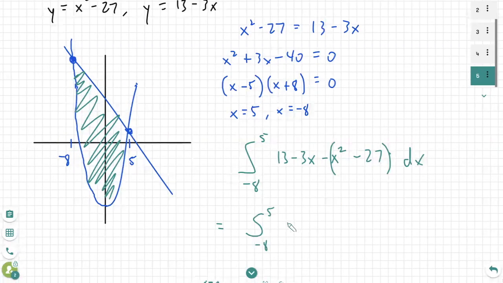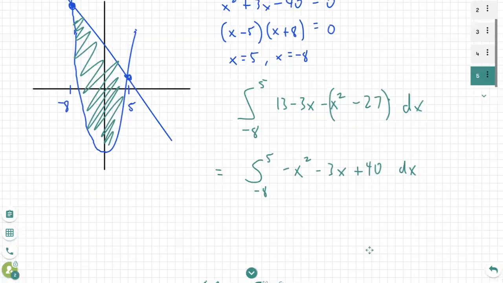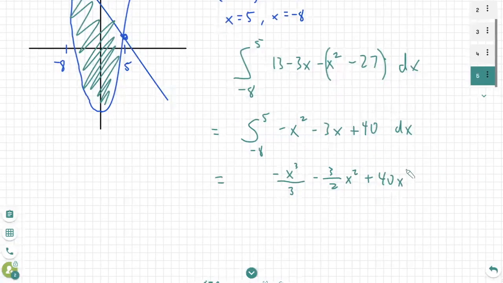Then it totals negative x squared minus 3x plus 40. Yeah, plus 40. Okay. And then you find the antiderivative of that. Yeah. So it's negative x cubed over 3, minus 3 over 2 x squared, plus 40x. Okay. And then you plug in the 5 and the negative 8.